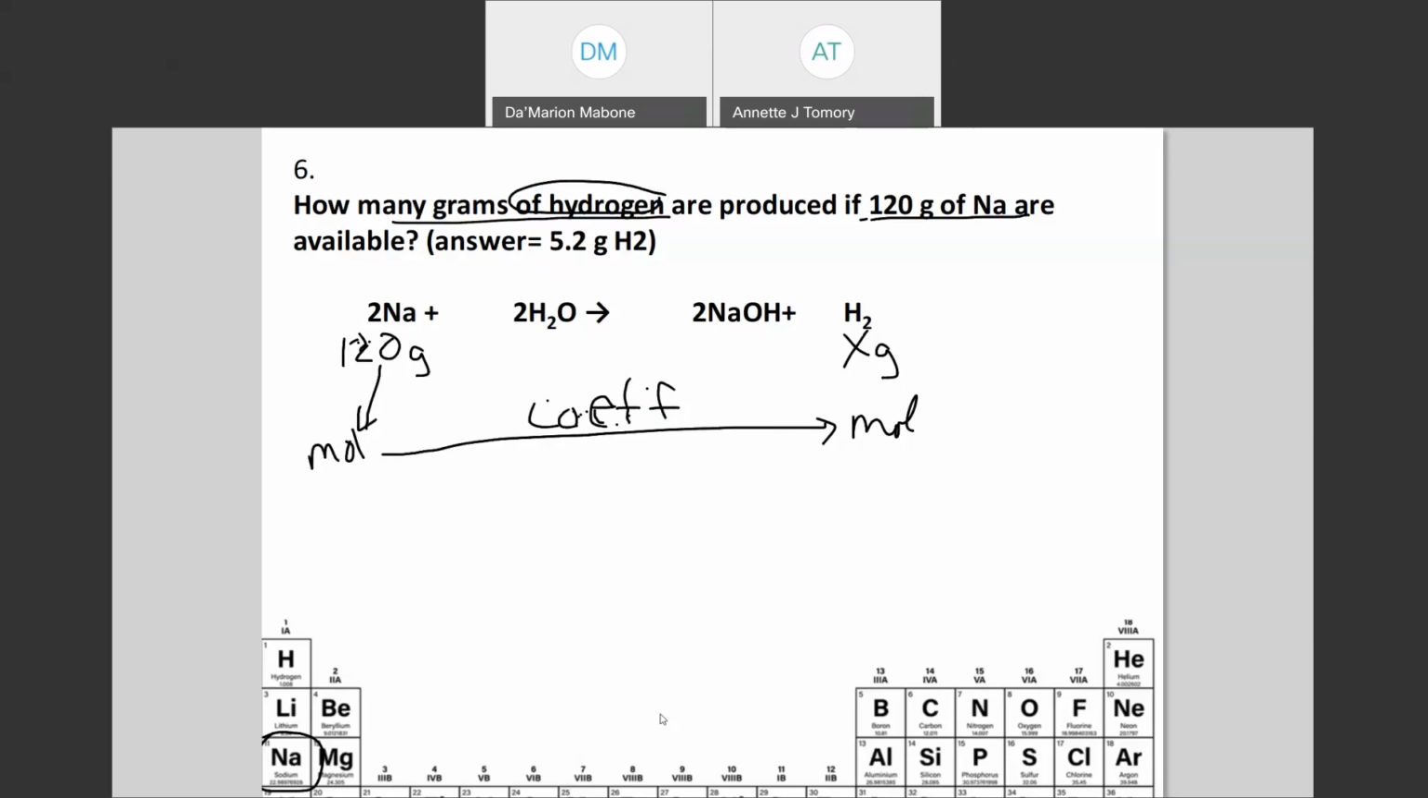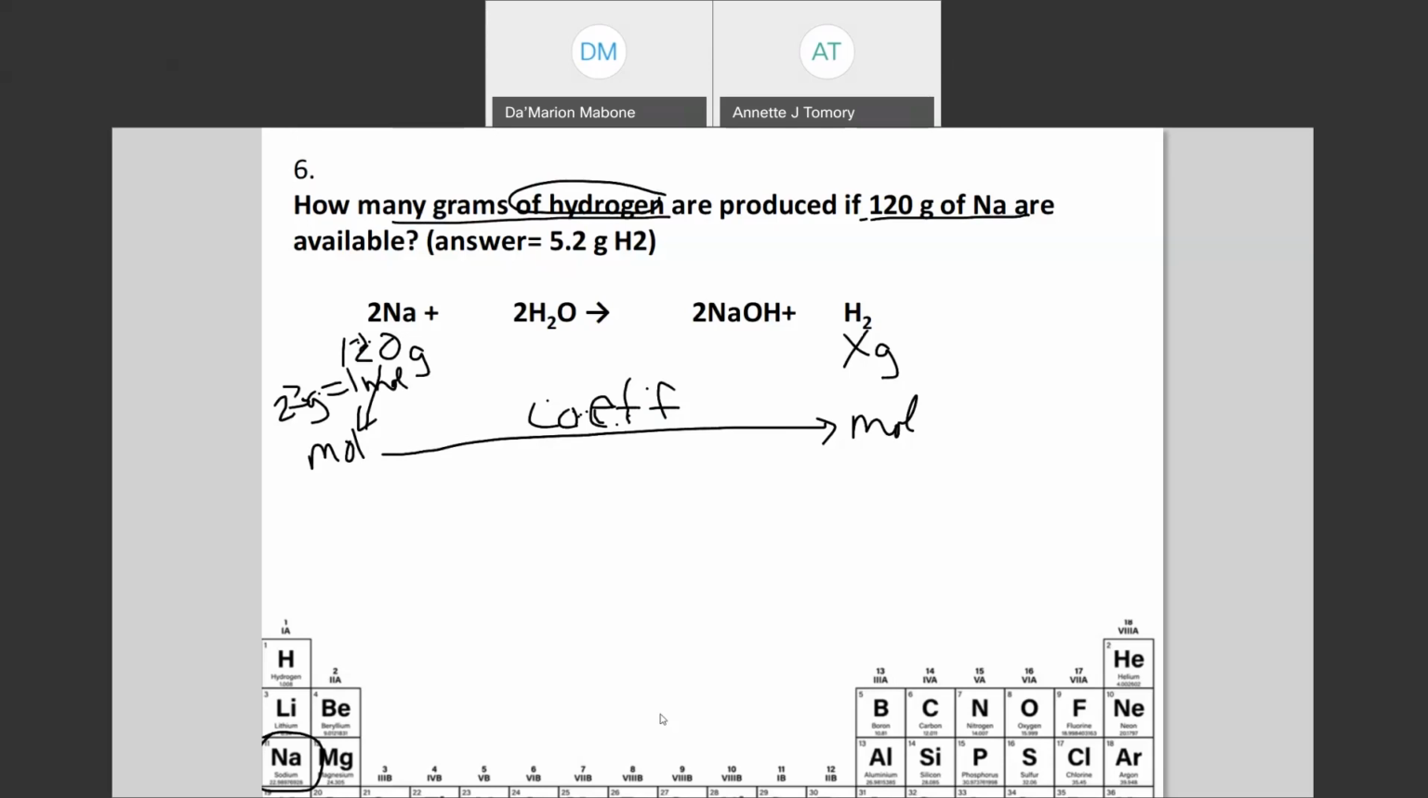Liters is 22.4. Atoms is 6.02 times 10 to the 23rd. Grams is always the periodic table. So when you look at the periodic table, you see that I circled it on the lower left-hand corner. It's 23. There's 23 grams in every mole of sodium.